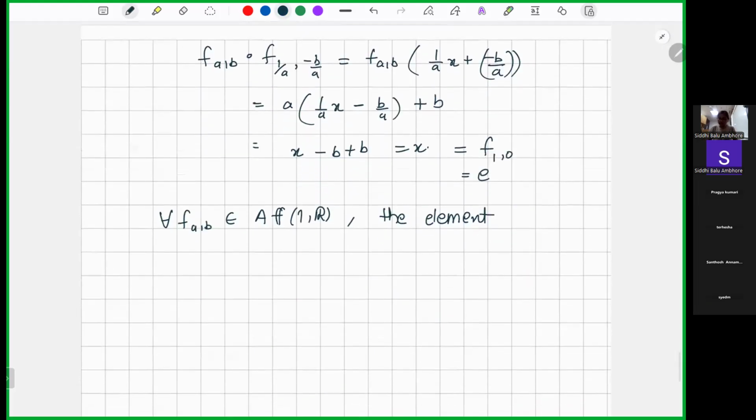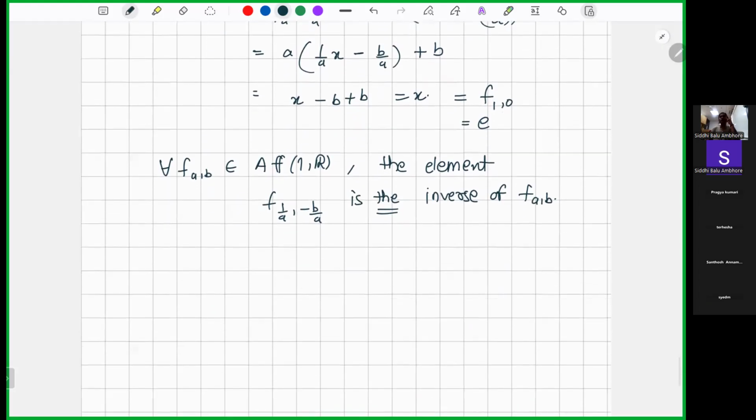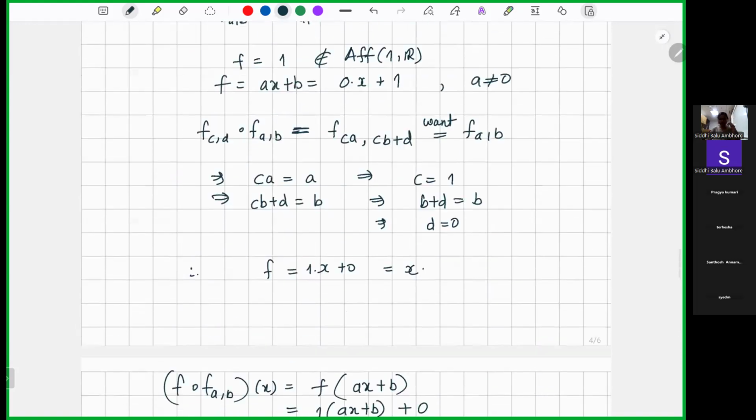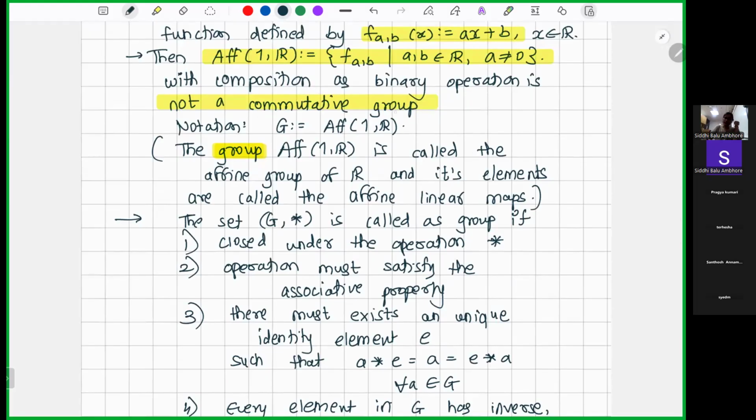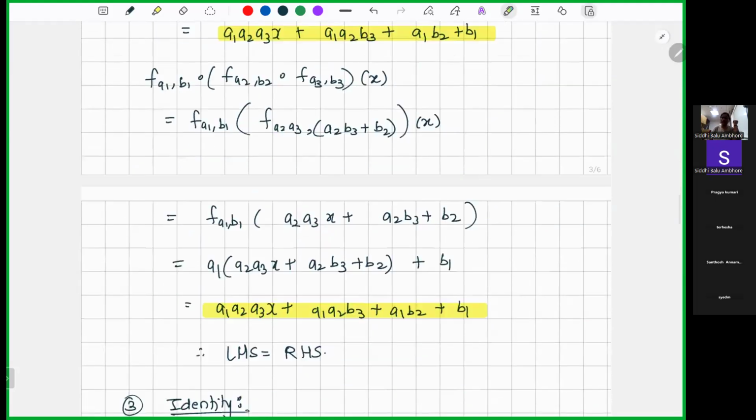Okay, so the element f of 1 by a comma minus b by a is the inverse of f a comma b. Okay, any doubts here? The way we checked everything, so far we just checked that this is a group. Now we have to check whether it's a commutative group or not.